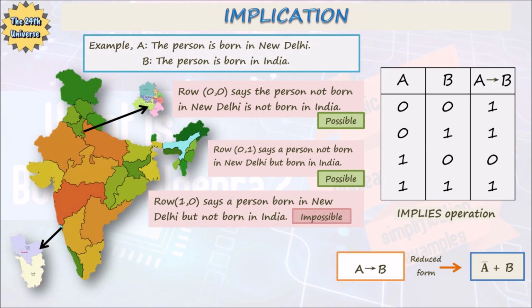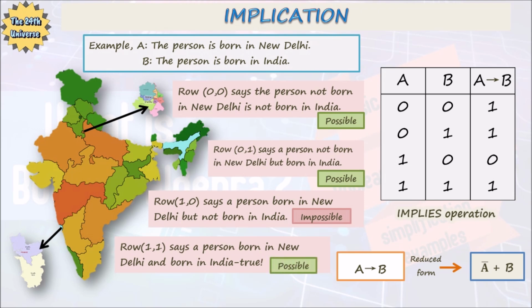So it is a 0. The last row, 11, says a person born in New Delhi and born in India. This is very much true. It is 100% possible. So, except for the 1-0 combination, which is false, the rest of the combinations are always true. Even now, if you have not understood, then better memorize the truth table and you will understand with time.